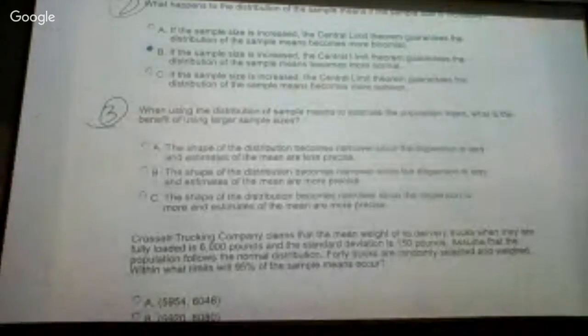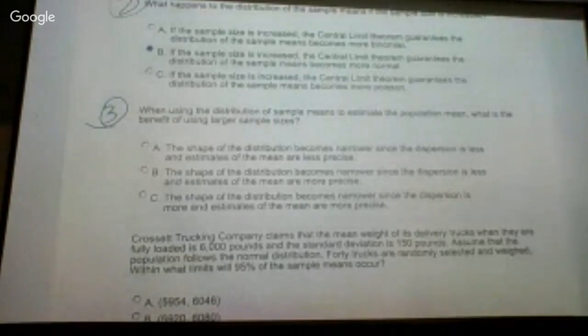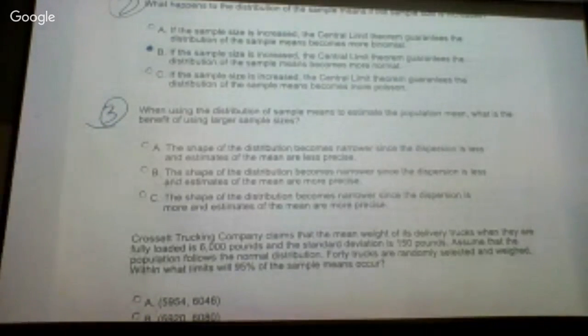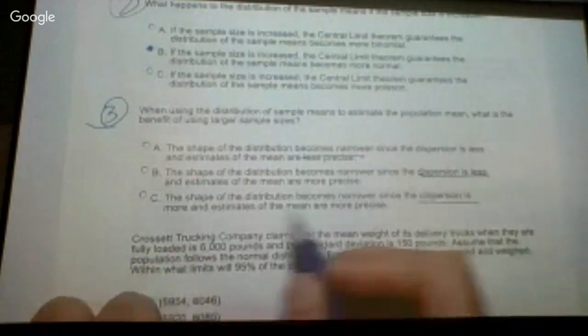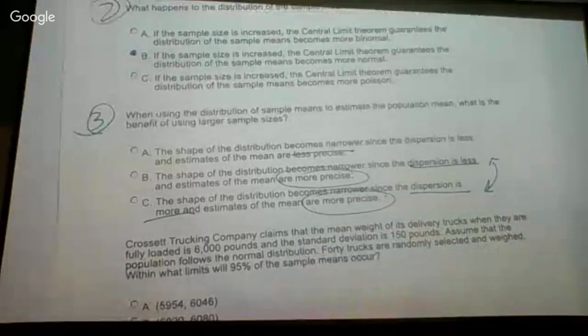Well, let's eliminate one of those 3 things on the basis of a bigger sample. Should a bigger sample intuitively provide us a more precise or less precise estimate? Bigger sample, more precise, Meg? More precise. So which one of those can I eliminate? A. I'm going to eliminate A. So the shape of the distribution becomes narrow since dispersion is less, or dispersion is more. That's the only thing that differs between those 2. In both cases, we have more precise.